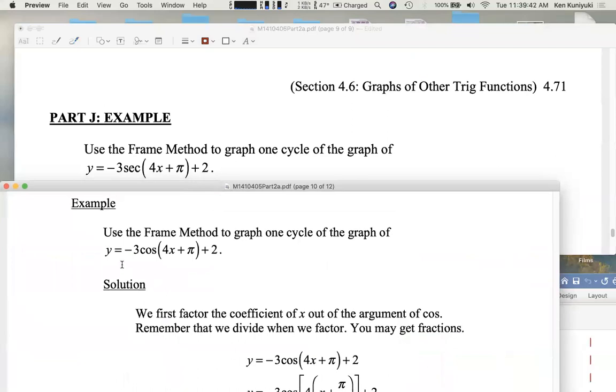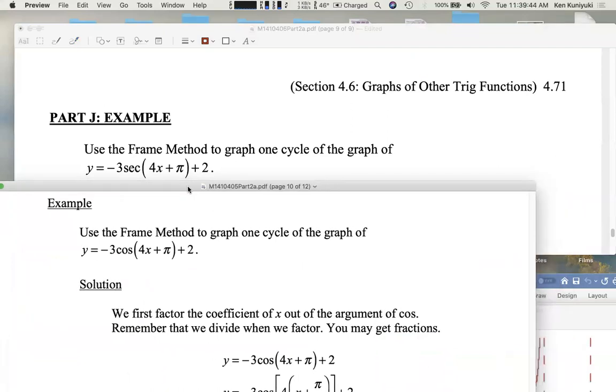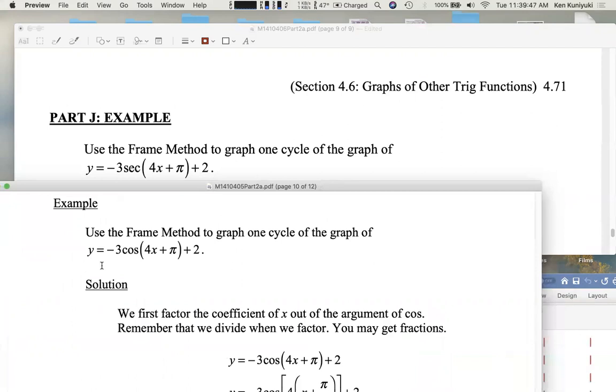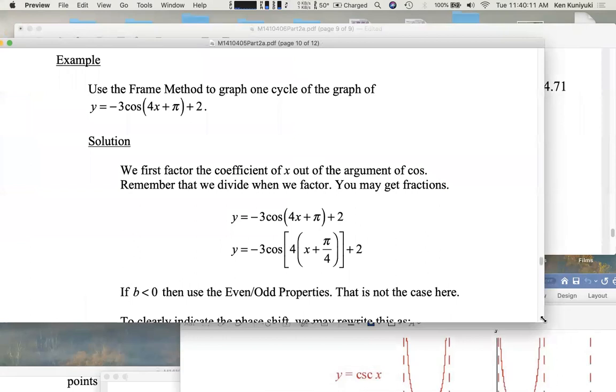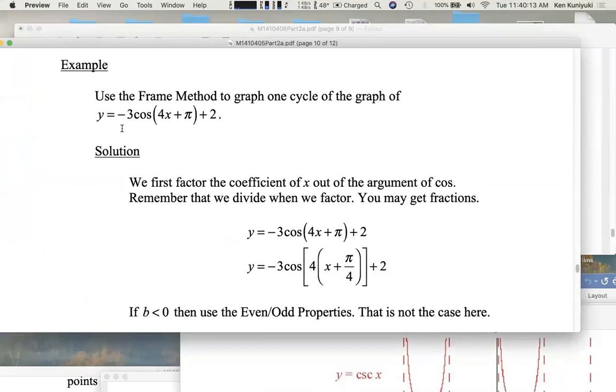In section 4.5, we graphed one cycle of the corresponding guide equation, y equals -3 cosine of 4x plus pi, all plus 2. And this gives us an opportunity to review this example, which we had to rush before. We're going to review the frame PCAPIA method for this cosine equation, and then we'll show how to get the secant graph from the cosine graph over here. Let's review PCAPIA. All right, for this cosine function or equation here.